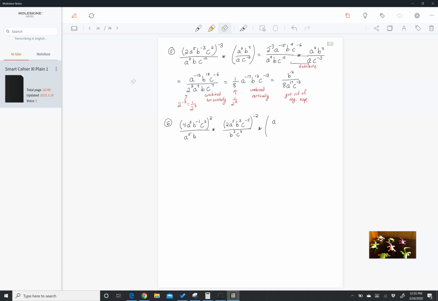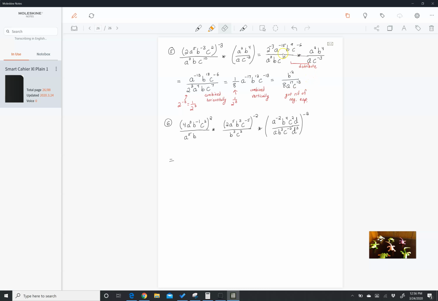A to the negative 2, b to the 4th, c squared over a. We'll add in a d here. B cubed, c to the negative 2, d cubed, and we'll raise this to the negative 2 power. Okay? Absolute hardest. But it's still only a 4-step process. We're going to distribute our exponents, then we're going to combine horizontally, combine vertically, and get rid of negative exponents.